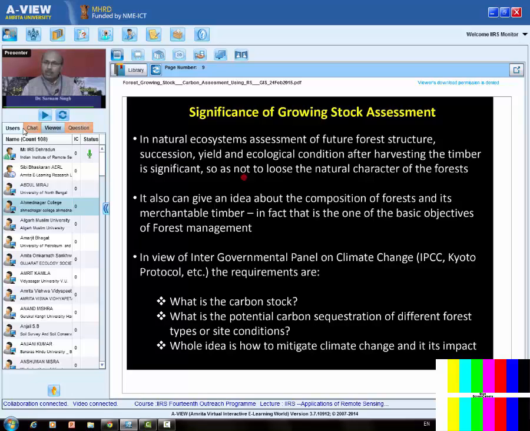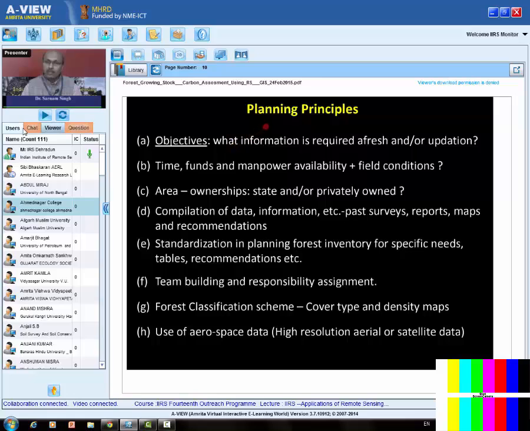Therefore, in view of these, the IPCC, the Intergovernmental Panel on Climate Change, would like to have some requirements from each country, like what is the carbon stock available, what is the potential carbon sequestration in different forest types or site conditions, because the potential depends upon the site condition. Any forest in the rocky areas will have less, any forest in the deep soil will have more potential for carbon sequestration. So site conditions are very important, and the whole idea is to get the potential and then to mitigate climate change and to reduce the impact of the greenhouse gases which are being released day to day by different sources.